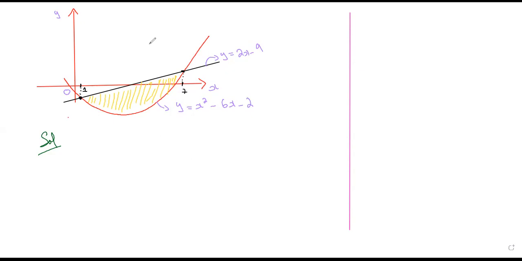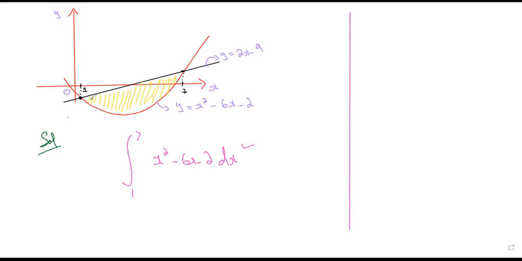Now we can do it in multiple ways. Let's talk about all the logics. One way could be that first I integrate this curve from 1 to 7, x squared minus 6x minus 2 with respect to x. This is what I would say most of the students would think. So if you integrate this, what are you going to get?